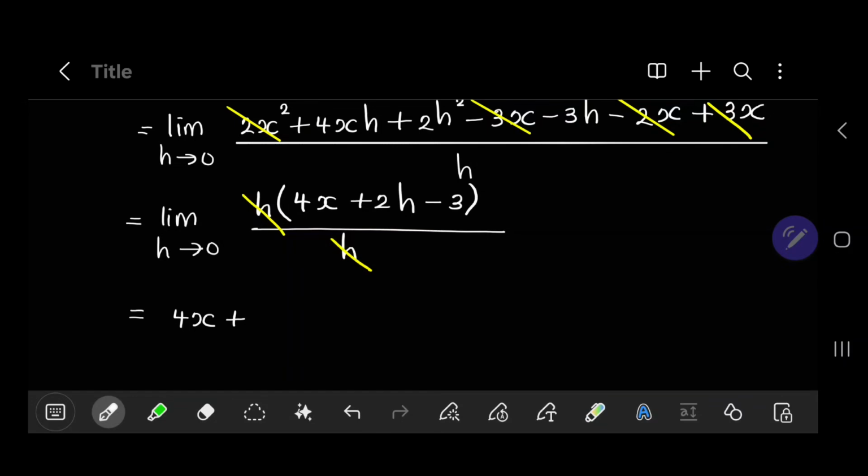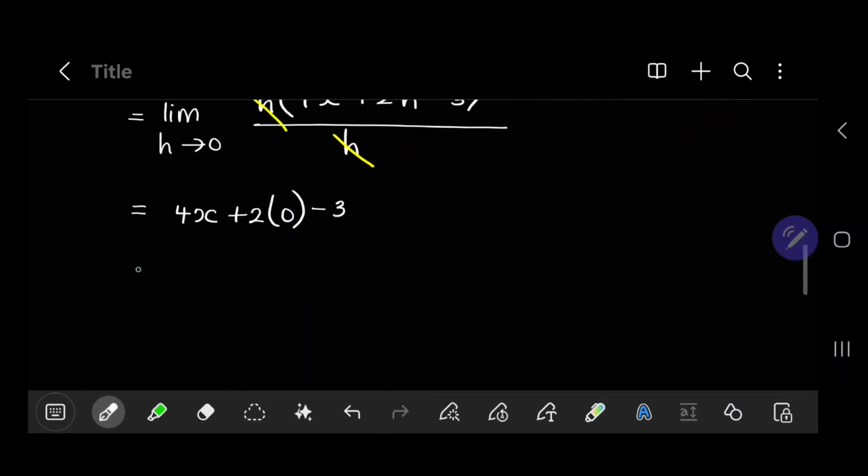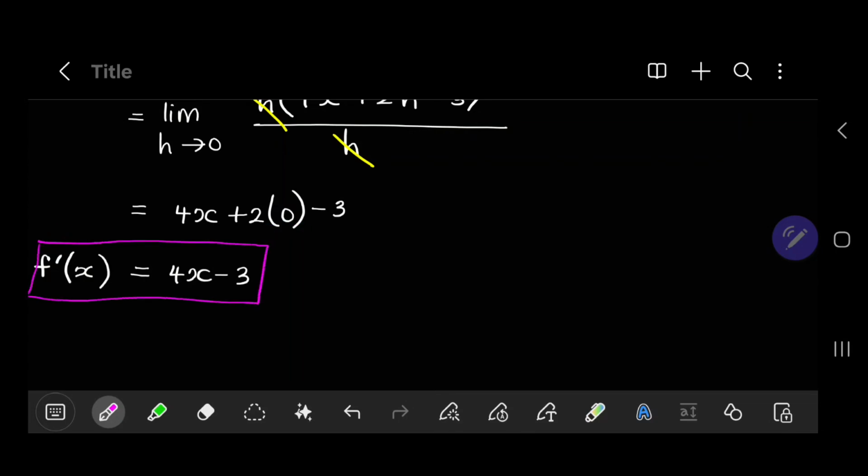So in place of h, we are now going to substitute 0. And we simplify this, we get 4x minus 3 as our derivative. So this is our answer when we simplify and we differentiate using first principles.